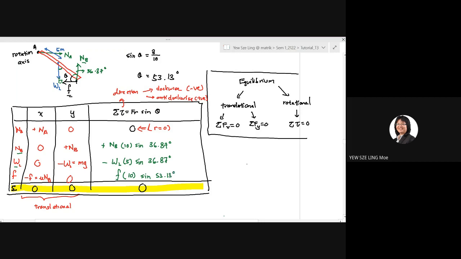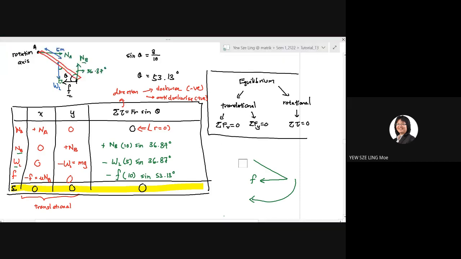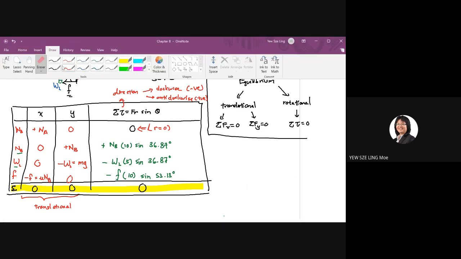So is it positive or negative? Imagine you remove all of the forces except friction. Again, this is the rod, this is point A. If you pull the rod towards the direction of friction, what is going to happen? The rod will rotate in the clockwise direction. Therefore, it is a negative torque, because if you pull it, it will rotate clockwise. So clockwise directions give you negative torque. So these are the informations that we can get from the diagram and from the question.